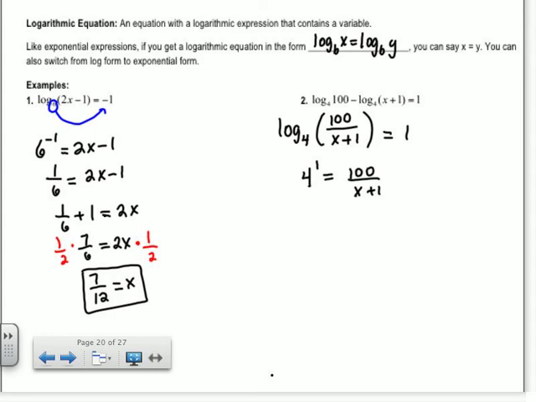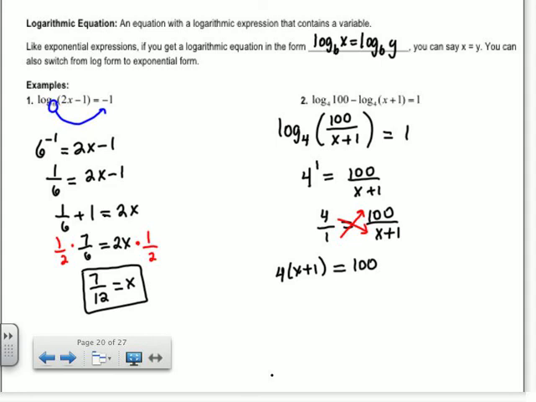The base is 4. All right, so 4 to the 1, that's just 4. So I'm going to write it as a fraction. So 4 over 1 equals 100 over x plus 1. And that allows me to cross multiply. So I'm going to have 4 times x plus 1 equals 100 times 1, so just 100.